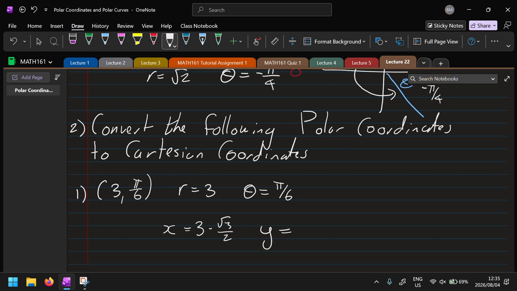Okay, and then y. We have r, we have theta. So y will be r sine theta. Sine of pi over 6. A half, yeah, special angle. Okay, so we have x is 3 root 3 over 2, and y is 3 over 2 in Cartesian form.